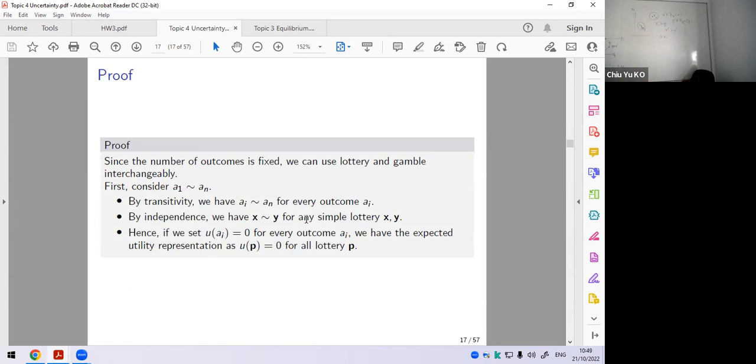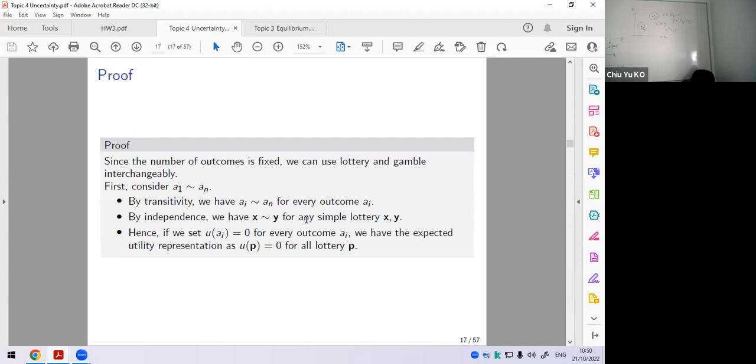This, I think, is common in math. You prove something trivial and then we go to less trivial cases. The trivial case is if all outcomes are the same to you, which means that A1 is the best and An is the worst. If they are the same, that means A1 equals A2 equals A3, A4, A5, because A1 is already the best. So each one is the same.